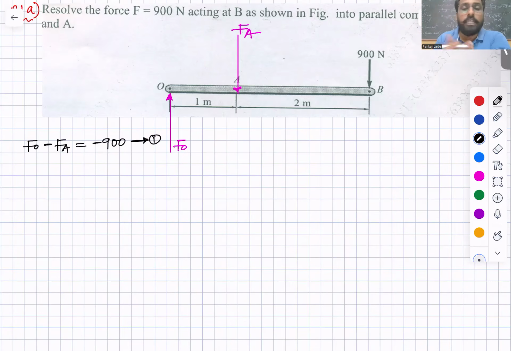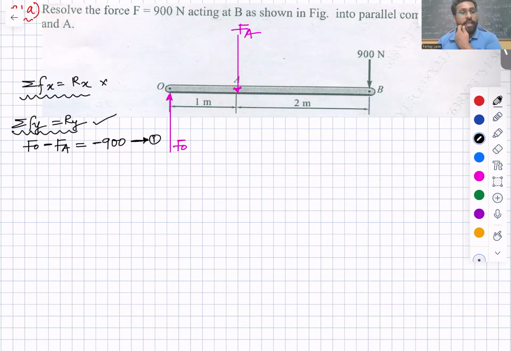The second equation: now see, there is no summation of Fx available. I have actually used summation of Fy is equal to Ry, isn't it? Summation of Fx must be equal to the resultant x-direction force Rx, isn't it? But I do not have any force acting in the horizontal direction. That's why summation of Fx equal to Rx is of no use to us. Only summation of Fy equal to Ry is what we are going to make use of. One which goes up should be taken positive, one which goes down should be taken negative, is what I have taken in this particular case.